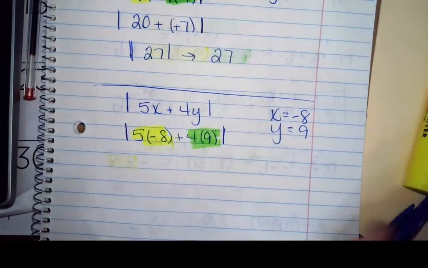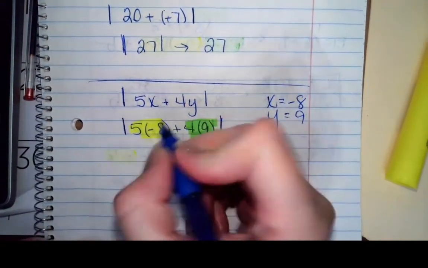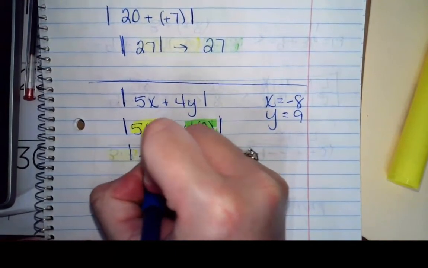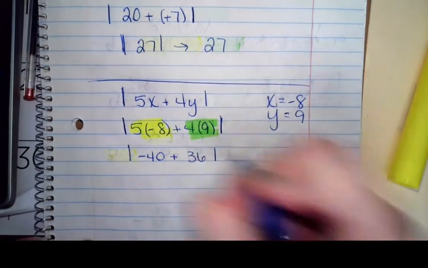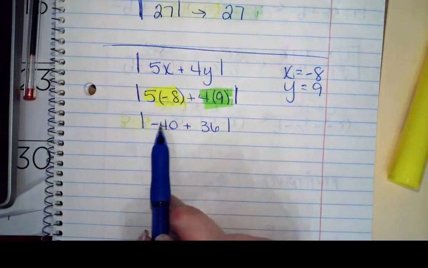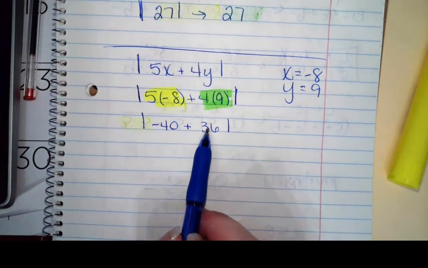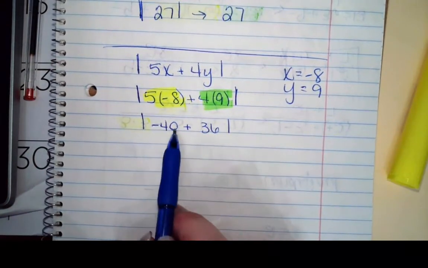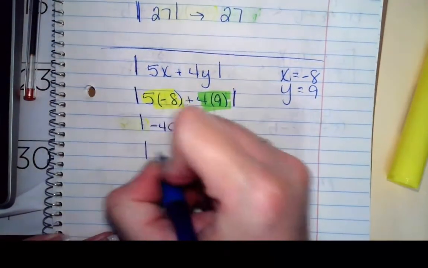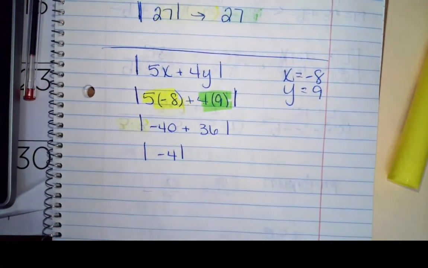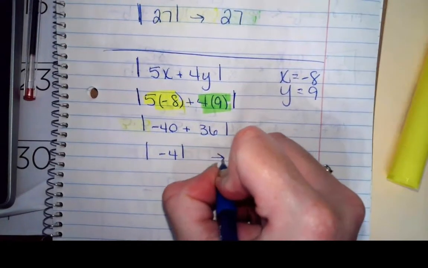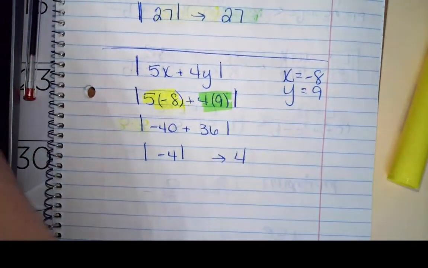5 times negative 8 is negative 40, plus 4 times 9 is 36. So negative 40 plus 36 is the same thing as 36 minus 40, which is negative 4. So I have negative 4, and now I can implement the absolute value because I've done everything on the inside. The absolute value of negative 4 is 4.